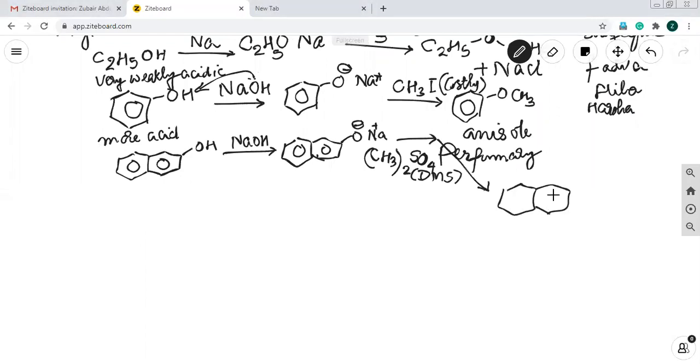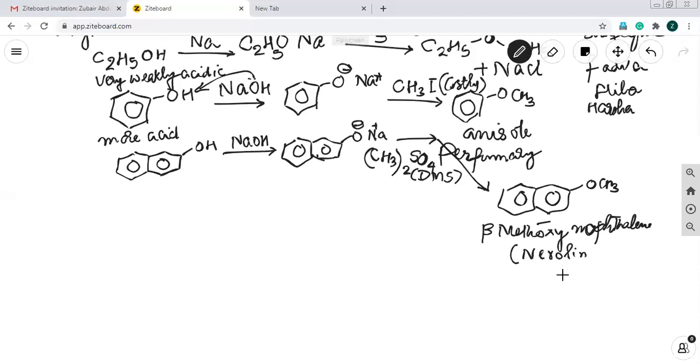Again, an ether, OCH3. This is called a methoxynaphthalene. And it's actually beta-methoxynaphthalene. And this is commonly known in chemical marketing as nerolin. Okay, what is this?